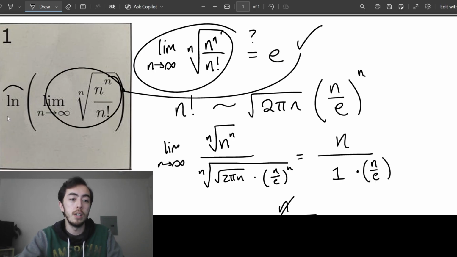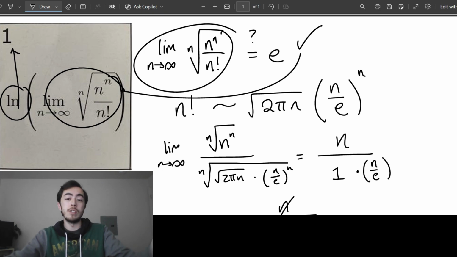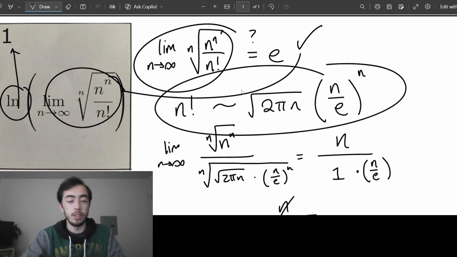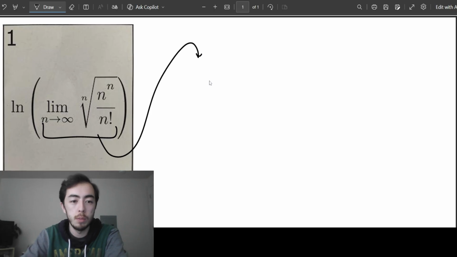Plugging it in here, taking the natural log, we do get 1. So this is one way to solve it. Technically, we're done as long as you are fine using Stirling's approximation. However, there's a second way to solve it, and we don't need to rely on this approximation to get the answer today.